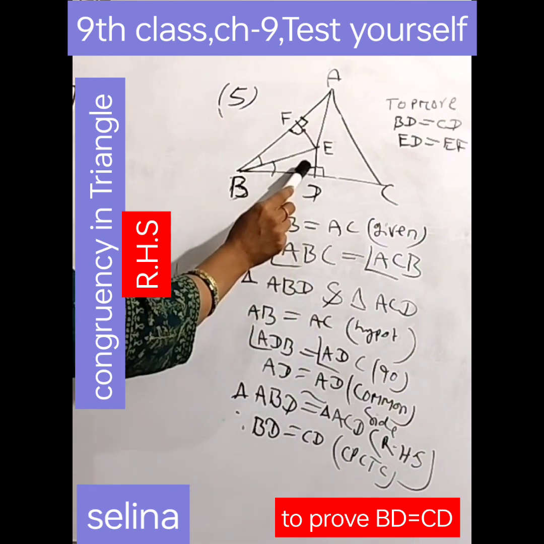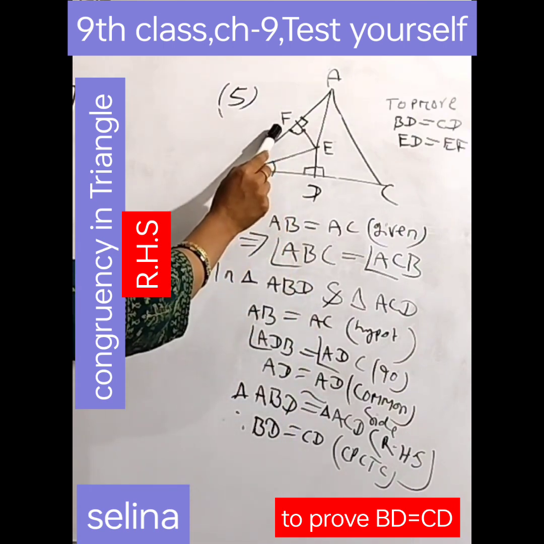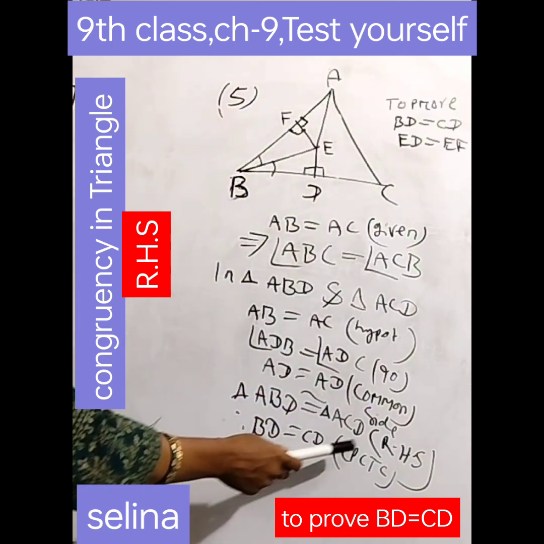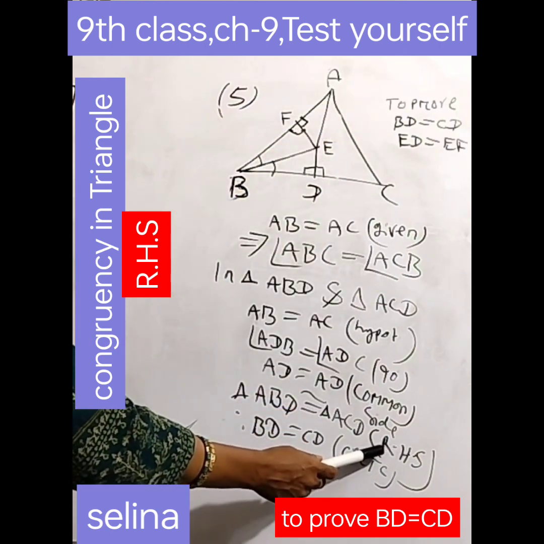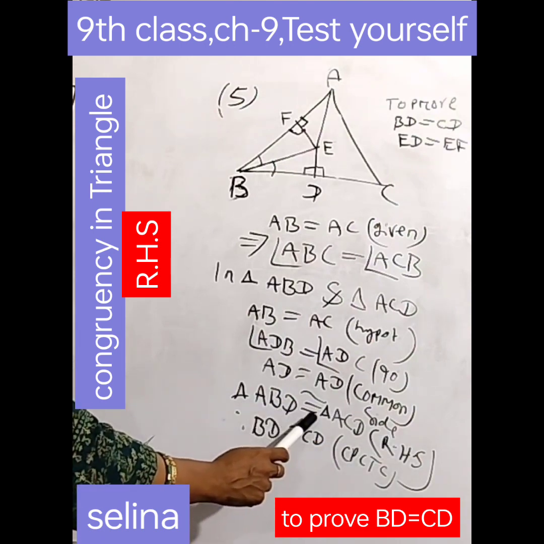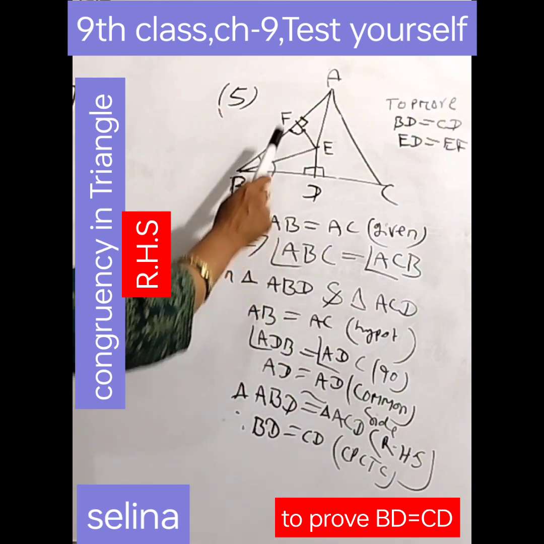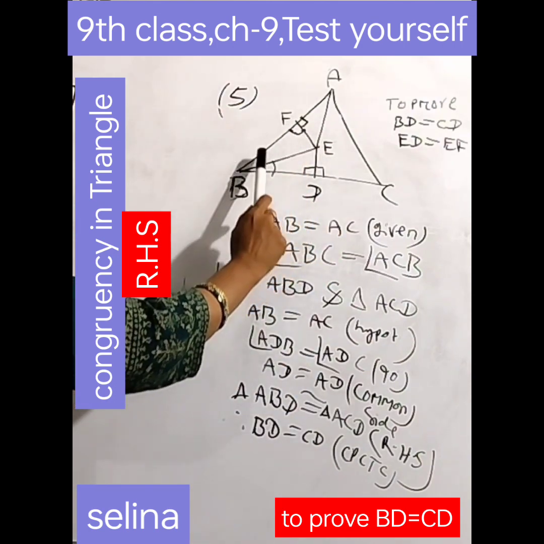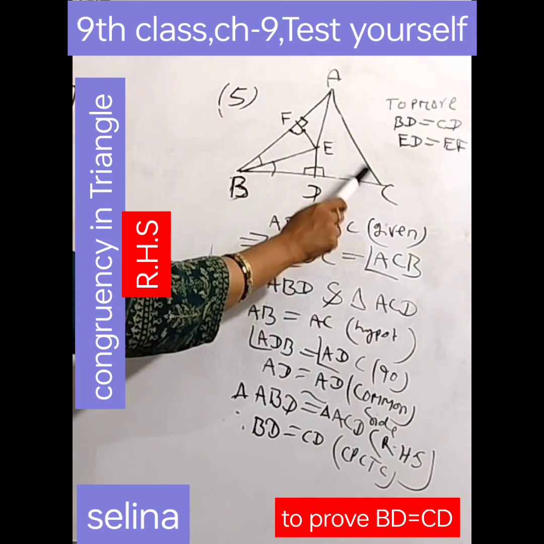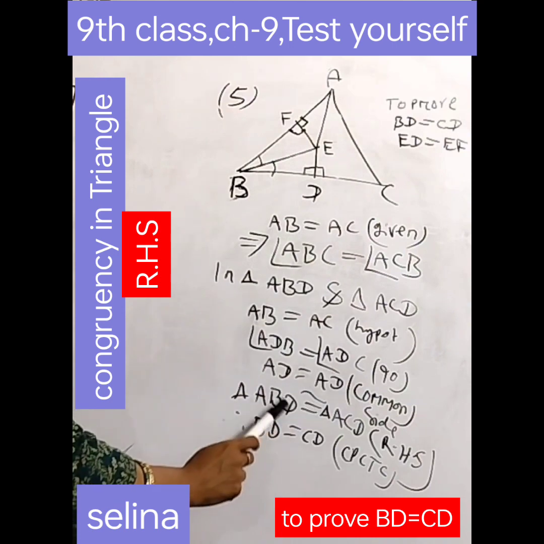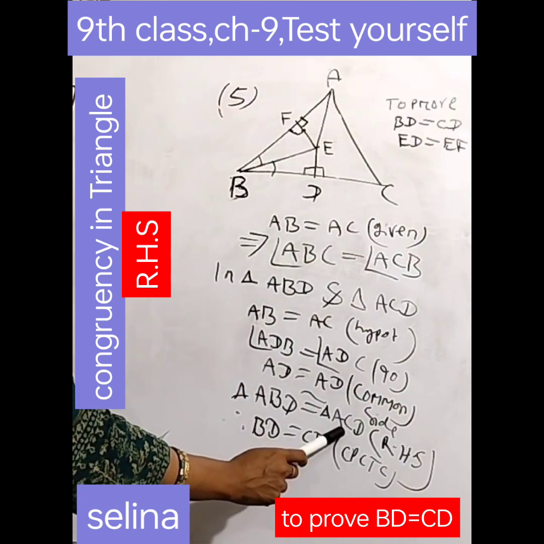So one angle is 90 degrees, the hypotenuses are equal and one side is equal. This is RHS, right angle hypotenuse side. So triangle ABD is congruent to triangle ACD.